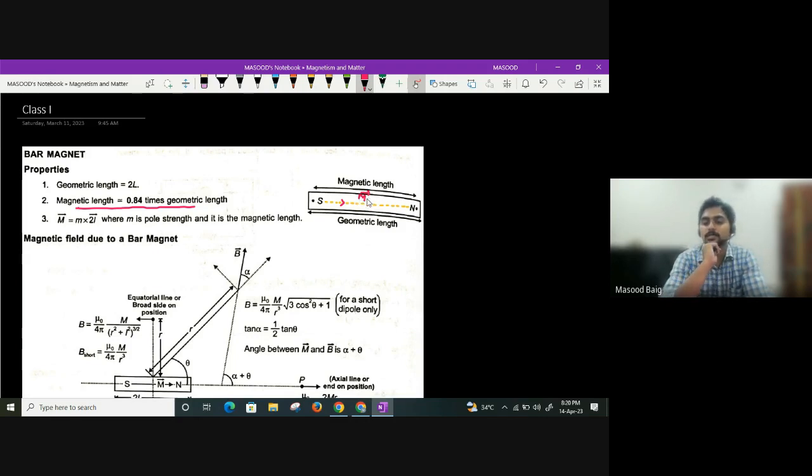Whatever is charge in electrostatics, here you are going to have magnetic pole strength, small m. South pole, if you consider, is similar to negative charge. North pole is similar to positive charge. For charge we talk about magnitude of charge, here we talk about the strength of the pole. It is also called magnetic pole strength, guys. So what can we write magnetic dipole moment as, very important again? It is given as magnetic pole strength into magnetic length.